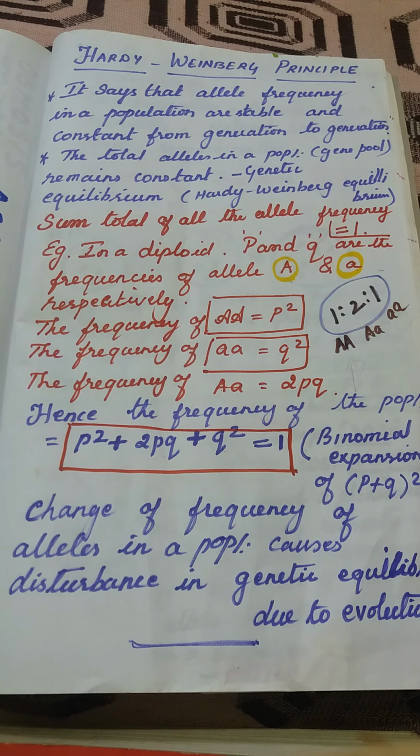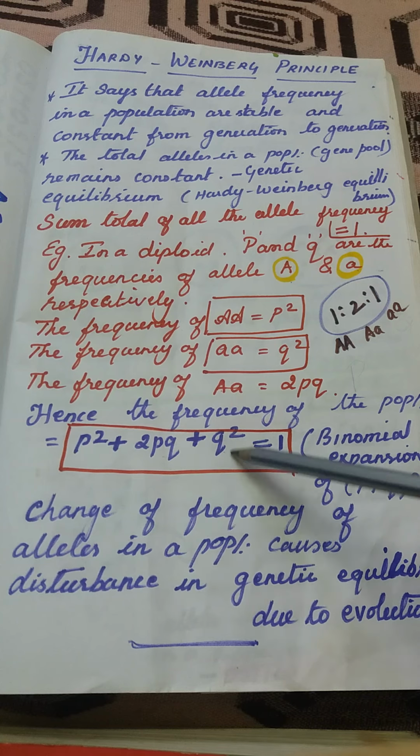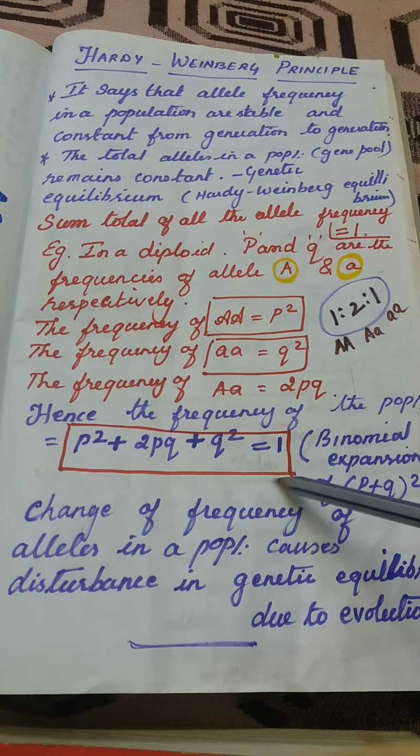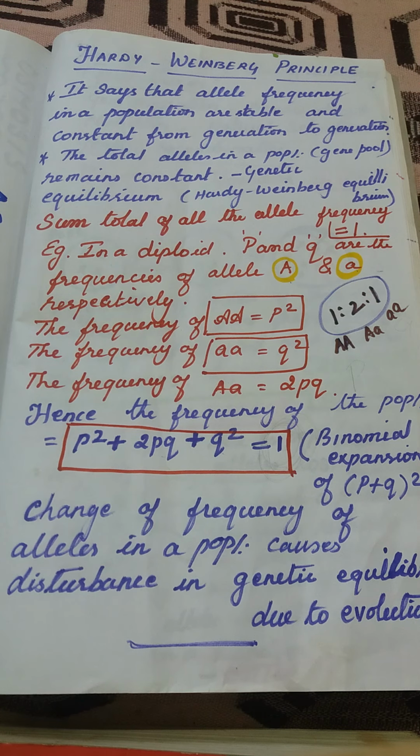That is the binomial expression: P plus Q the whole squared is equal to P squared plus 2PQ plus Q squared, which is equal to 1. This is the allelic frequency of a population, and it remains constant. Hence P squared plus 2PQ plus Q squared is equal to 1. This is the binomial expression.